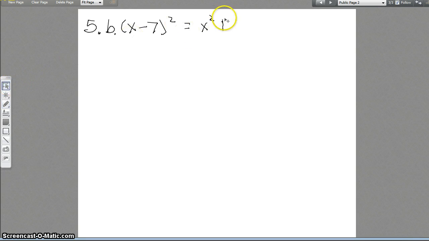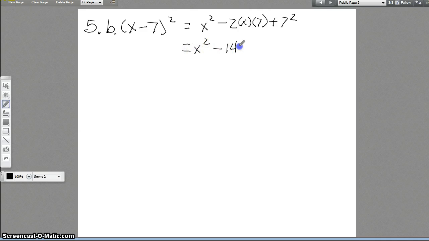Sorry, I started to write a plus here, but this one is a minus. There we go. So then we've got minus 2 times x times 7 because we have to double the product of x and 7, and then plus 7 squared. So that's going to be x squared minus 14x plus 49. So that's how 5b works. You're just multiplying it out.